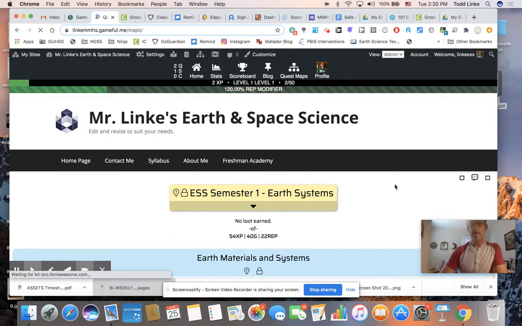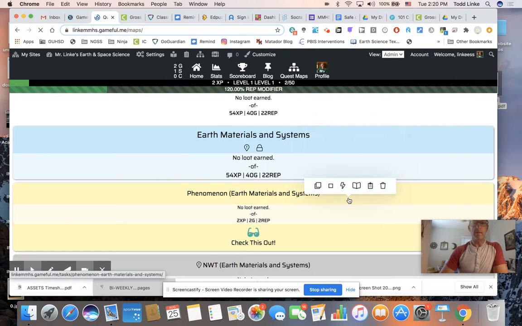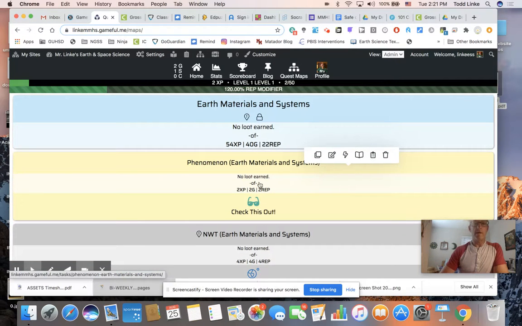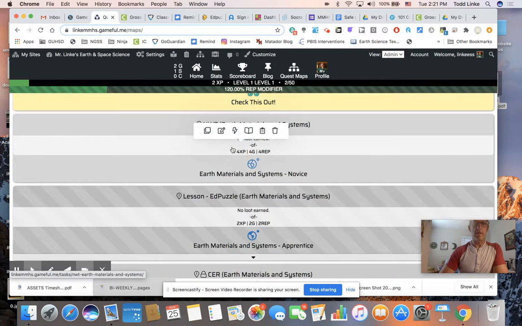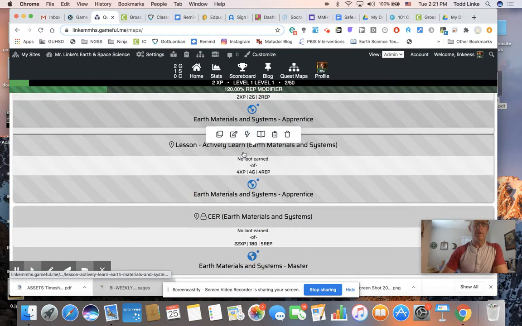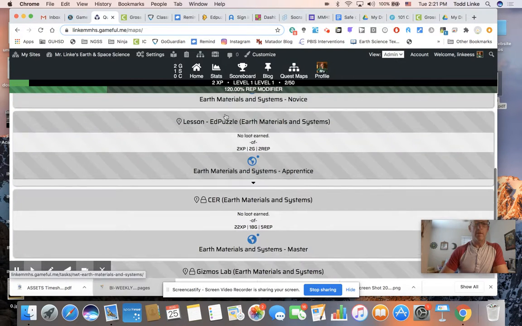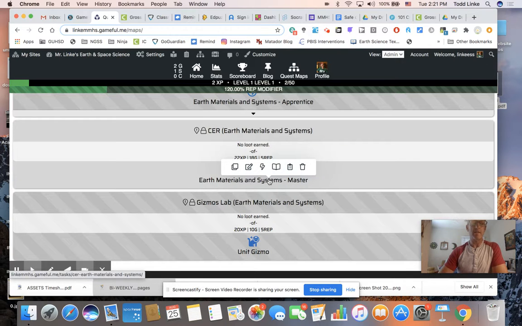In order to get to the CER, you had to have finished 3 previous quest boxes, the phenomena, the NWT, and then the Actively Learn or the Ed Puzzle. Now, because I'm a teacher, mine are staying gray. It's still going to let me go into the CER, even though I technically haven't done the work. You as a student would not be able to get this far.